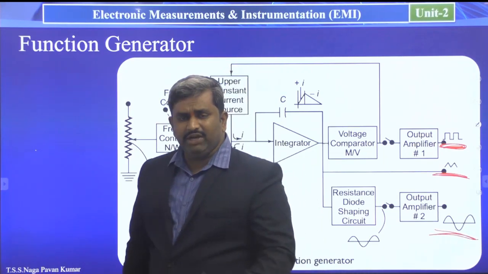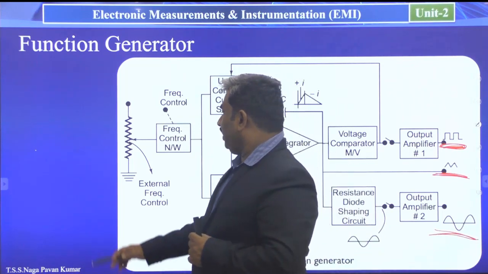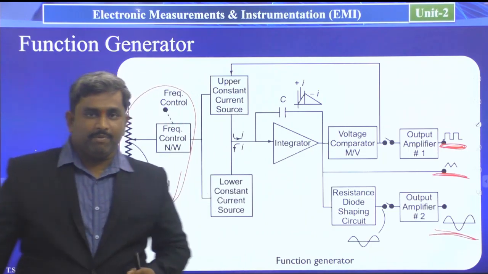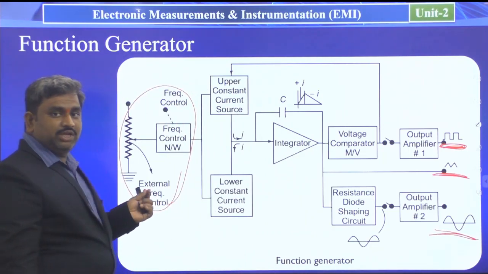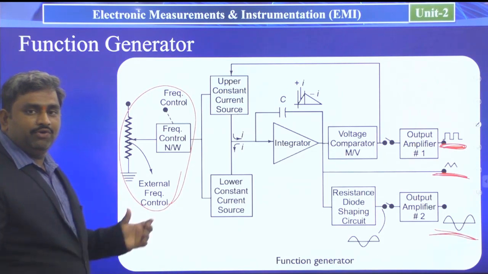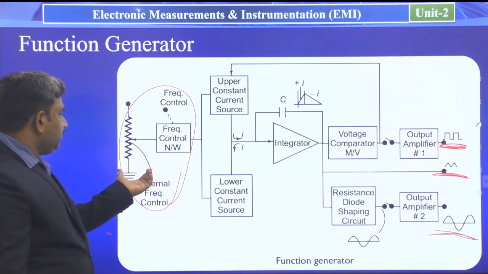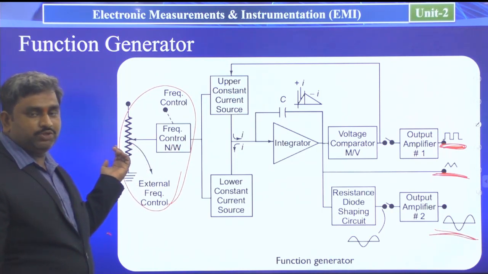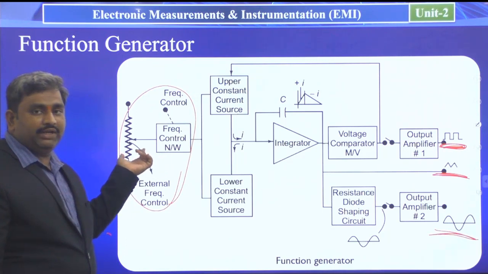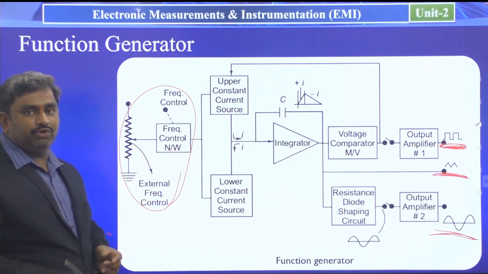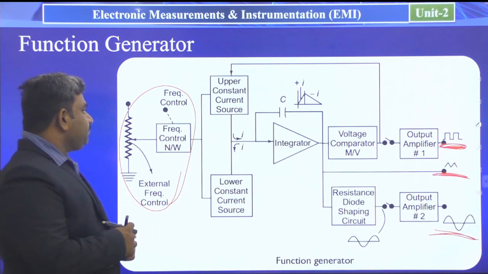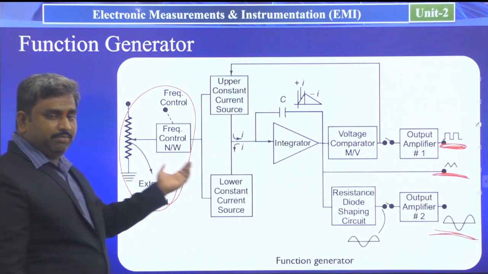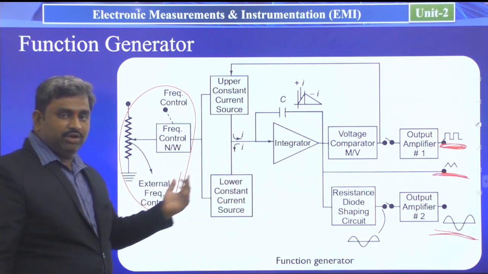For generating a signal, here we have an oscillator. This is the setup of the oscillator concept. In this concept we have the frequency control network. At the input side we have the oscillator, and from that oscillator we are getting the input signal. By using this frequency control network, whichever frequency we require, we can allow into the next blocks of the block diagram.